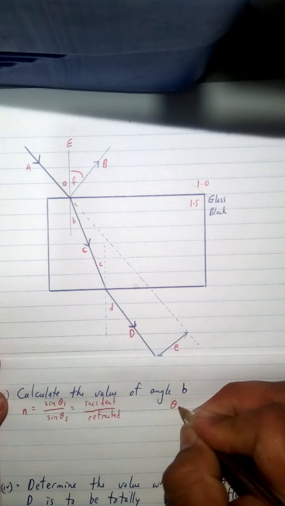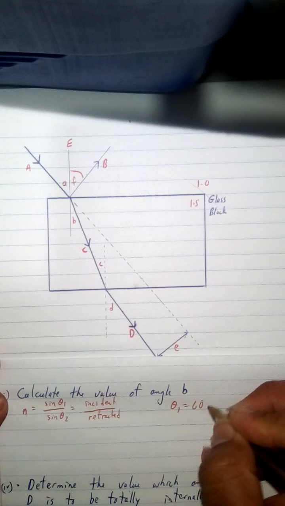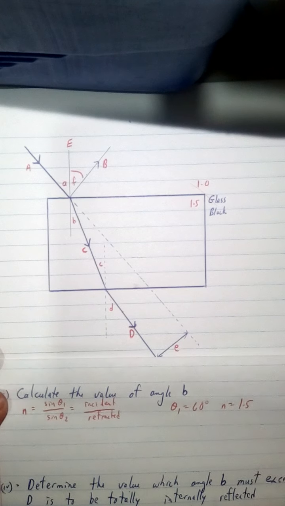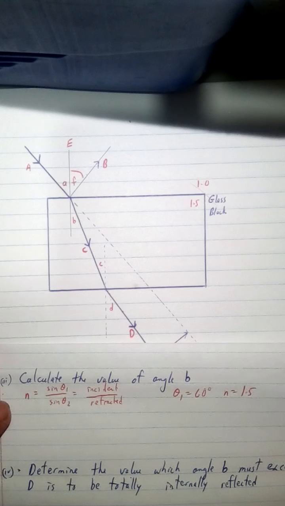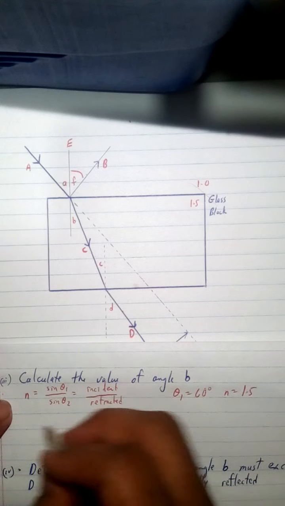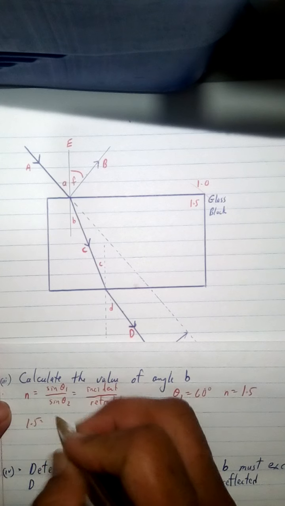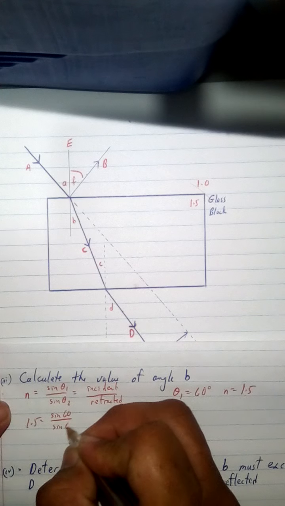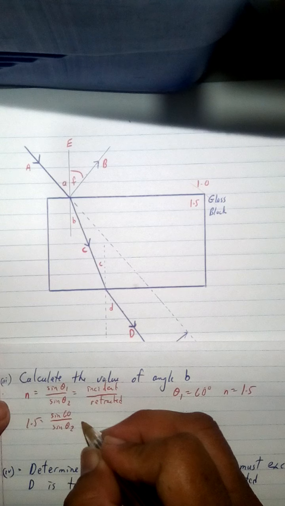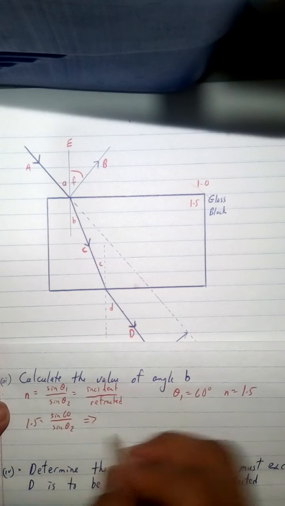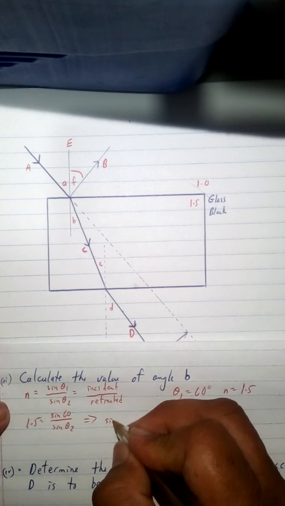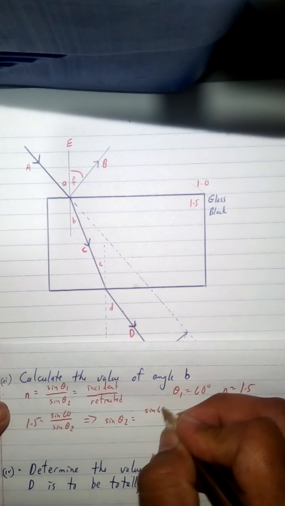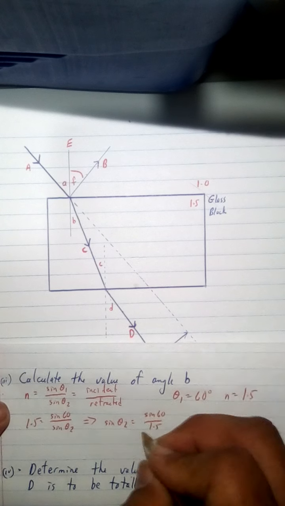Sine angle 1 is equal to 60 degrees. N is equal to 1.5. They told us that, so we substitute into our equation. So we end up with 1.5 is equal to sine 60 degrees over sine angle 2. So let's go by rearranging the equation. We end up with sine angle 2 is equal to sine 60 over 1.5.